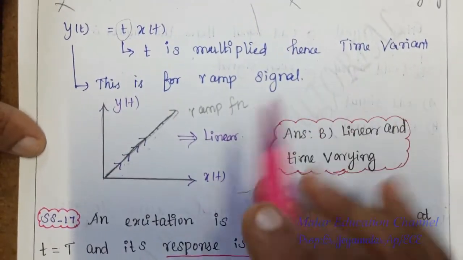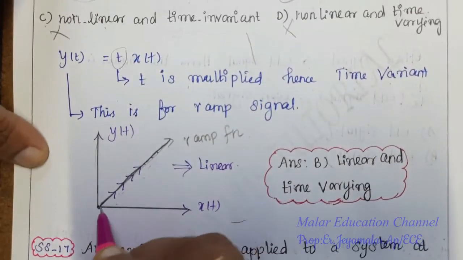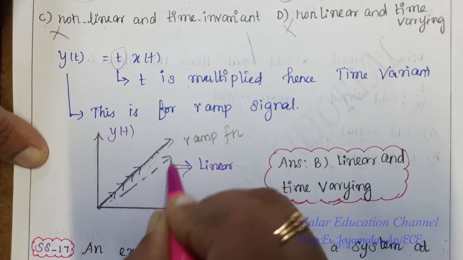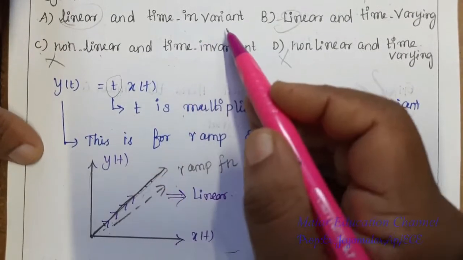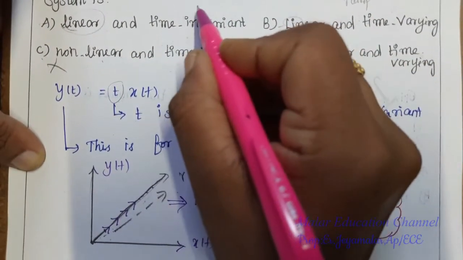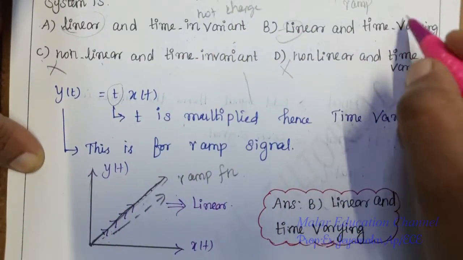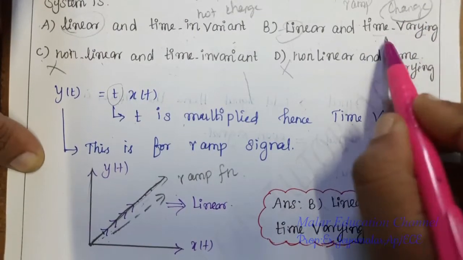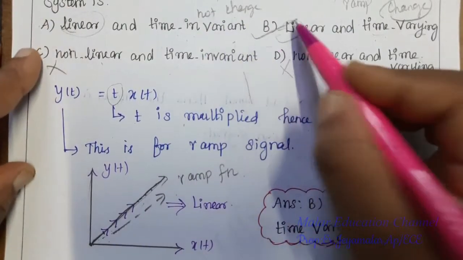Let me check whether it is time variant or invariant. Up to 0, that is the 0 point, the time likewise keeps increasing, isn't it? So increasing means the time varies. Invariant means time does not change. Time variant means time changes. Okay, time varying means time changes. Time invariant means time does not change. Hence the correct answer is B.